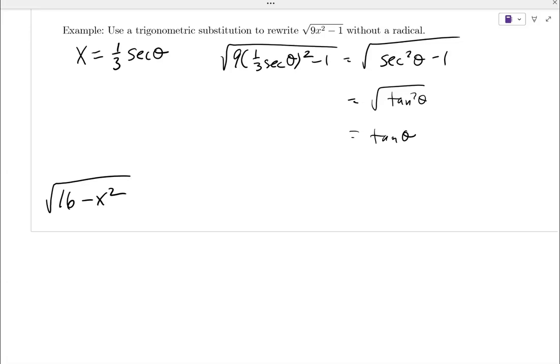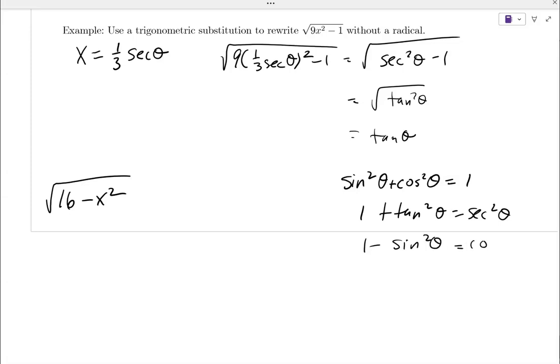So remember again, we have those three Pythagorean identities, and really only two of them matter for this one. We have that sine squared plus cosine squared equals 1. We've got the 1 plus tangent squared equals secant squared. And those are the two that we need. Typically, we'll rearrange these two to see the other two forms that we want. So if I do 1 minus sine squared theta, we get cosine squared. And if we do secant squared theta minus 1, we get tangent squared.